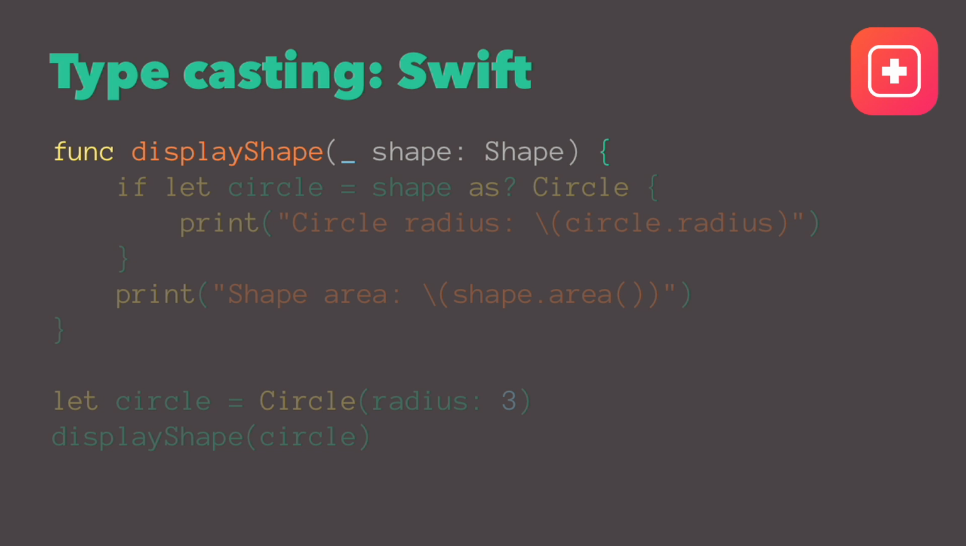In Swift typecasting, so here we'll define a method called DisplayShape that takes a shape. And then we have this infamous if-let of Swift. If-let circle equals shape as circle, if shape is of type circle, then inside this block you can use circle.radius. And then you can use your shape area. And then, as an example, create your circle and call your shape.